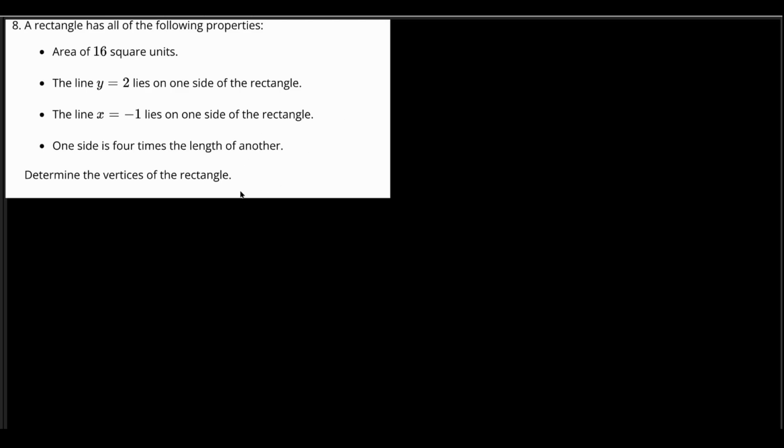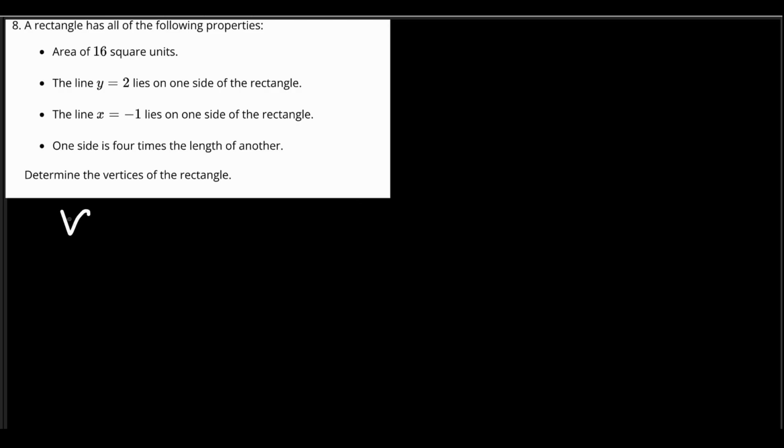Okay, so question 8 says that a rectangle has all of the following properties, and these are: it has an area of 16 square units. The line y equals 2 lies on one side of the rectangle. The line x equals -1 lies on another side of the rectangle, and one side is 4 times the length of another. So let's just put some given information first.